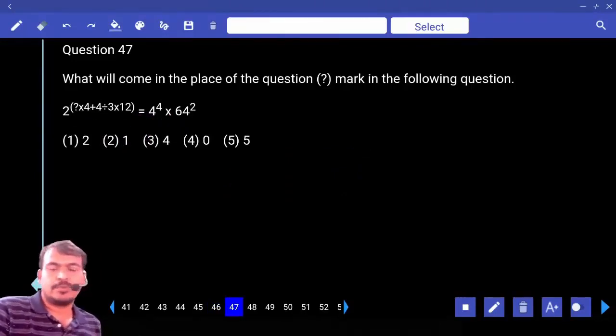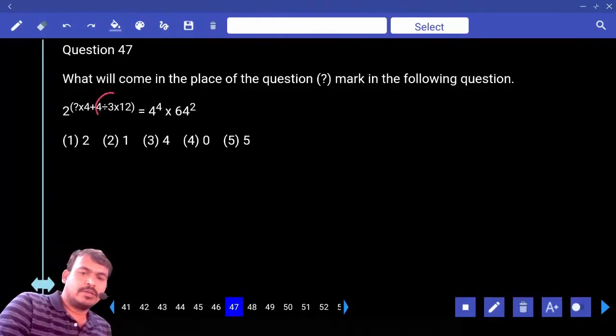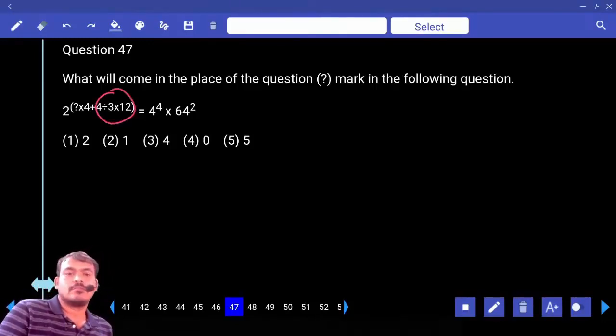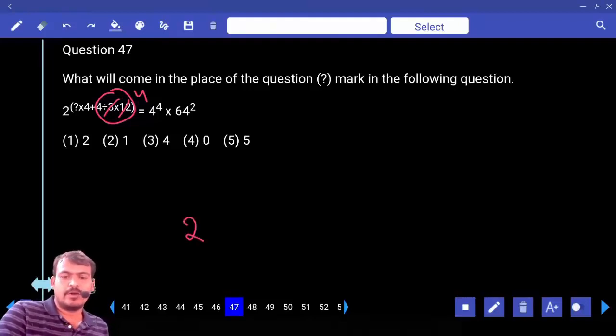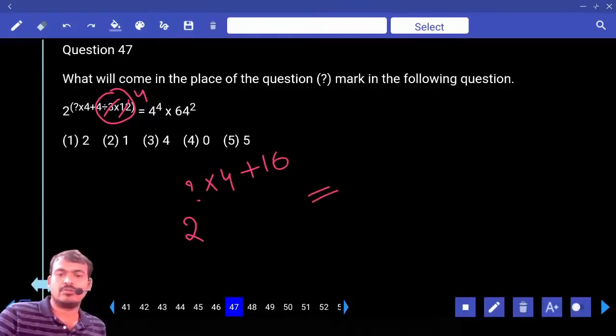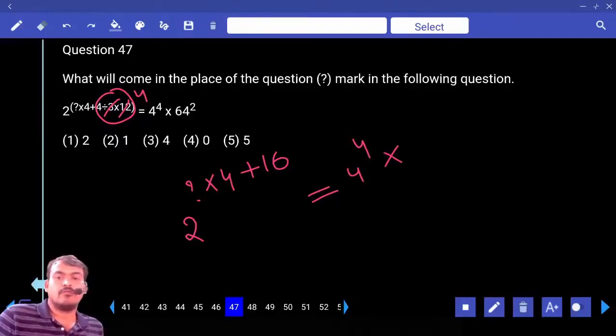Next, 47. First priority, 4 by 3 into 12. 3 how many times 12? 4 times, or not? Nothing but 4 into 4, or not? This one I write as 2 power something into 4 plus 16, equal to 4 power 4 into 64, which I write as 4 cube power 2.